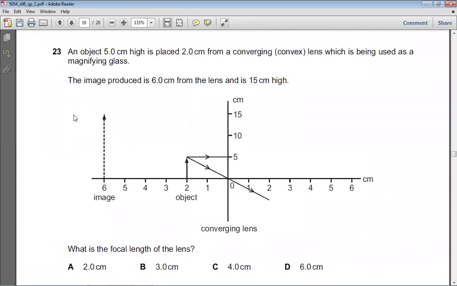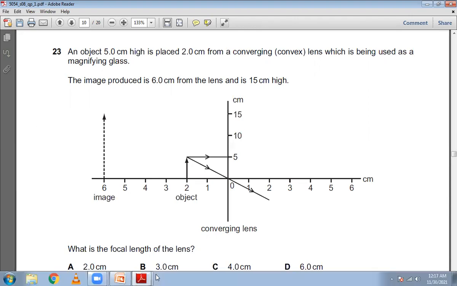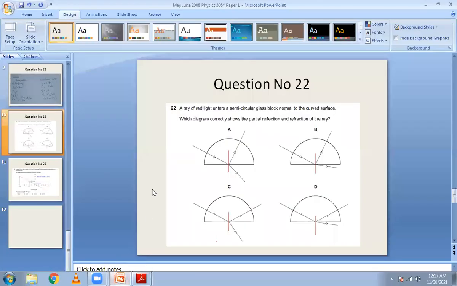An object 5 centimeter high is placed 2 centimeter from a converging lens, which is convex lens, which is being used as a magnifying glass. The image produces 6 centimeter from the lens and is 15 centimeter high. So what is the focal length of this lens? So we have to do construction on this diagram. So let me show you how I have done this.